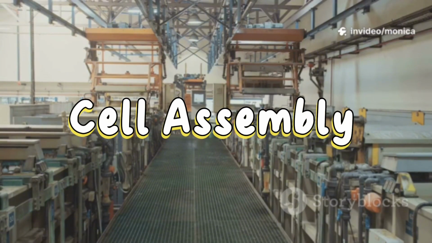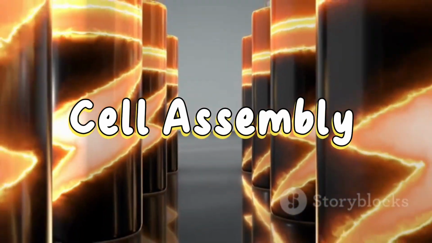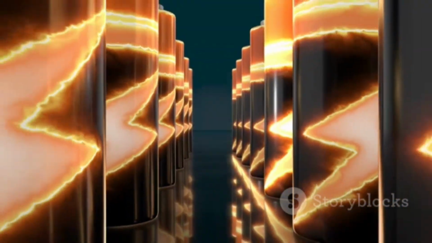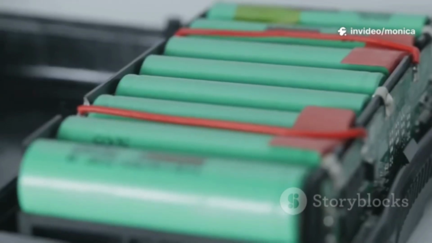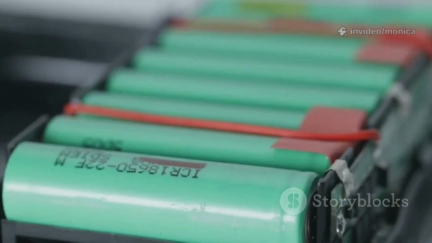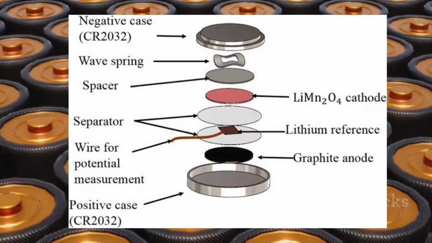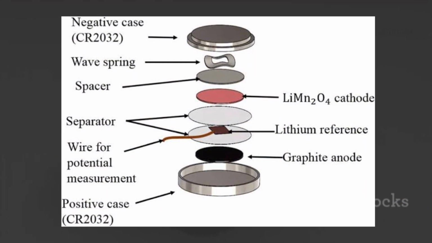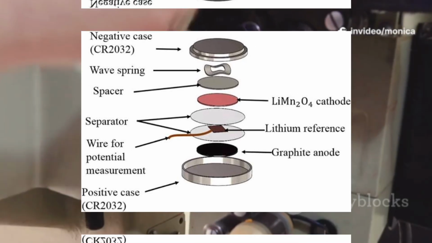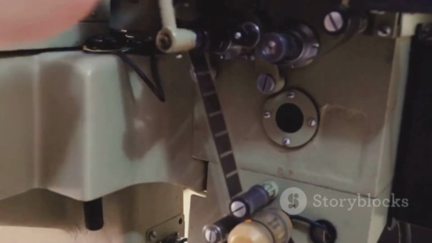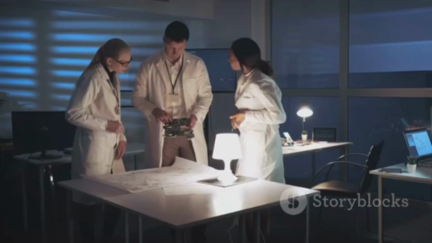Cell assembly. Cell assembly involves the stacking of multiple layers of electrodes and separators. The layers are assembled in a specific sequence, with the cathode, separator, and anode repeating. The assembled layers are then compressed and rolled into cylindrical or prismatic shapes, depending on the battery design.